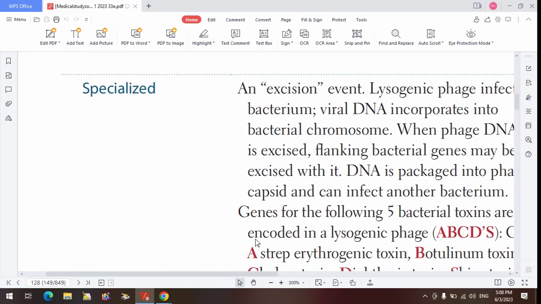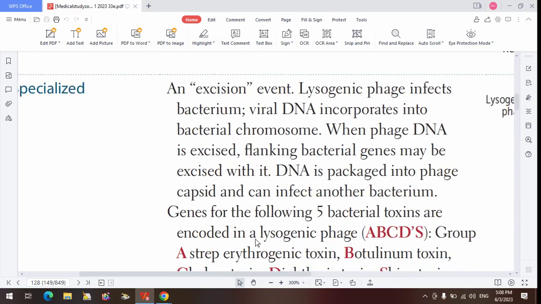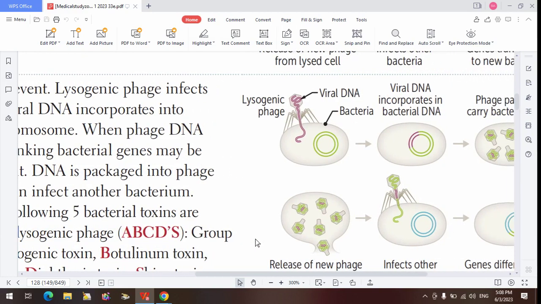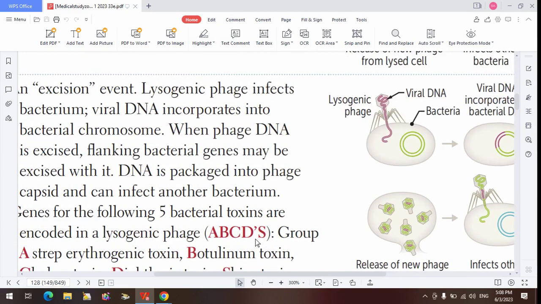The specialized one is an excision event. It is an excision error. So what happens is you are going to have a lysogenic phage, which is this guy here, infecting a bacterial cell. Once it infects that bacterial cell, it's not going to lyse it because it's not lytic. There are two types, lytic and lysogenic. So this one is just going to incorporate its own DNA into this bacterial cell.